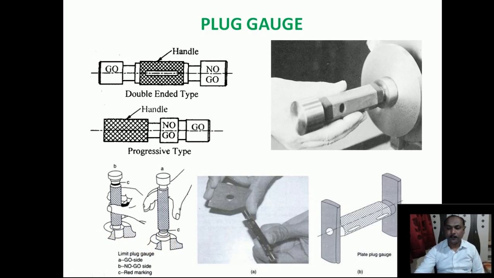Sometimes we also make a plate type of plug gauge. There are some benefits of this, which we'll discuss in the next slide. So this plug gauge will decide whether the hole is of the required quality or not.